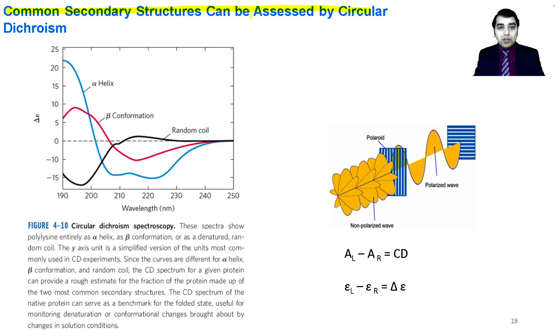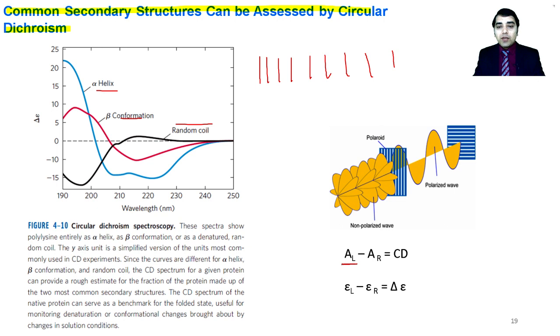Common secondary structures can be assessed by circular dichroism. So we already know about the plane polarized light that has one plane and is falling in one plane. If this plane polarized light is rotated the right-handed way or the left-handed way, they have a characteristic absorbance value for the alpha helices, beta conformation and the random coil.